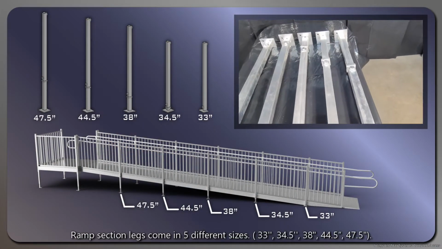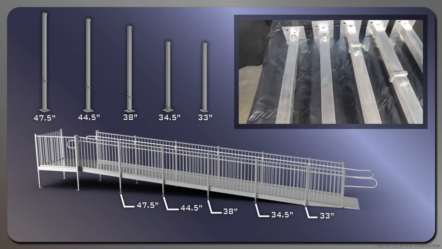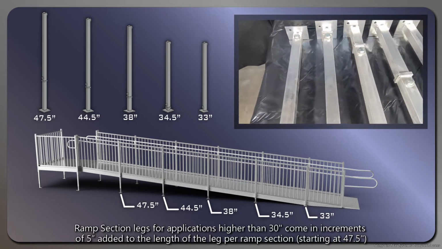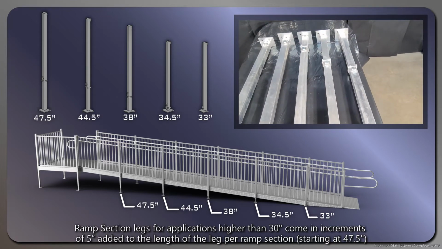Ramp section legs typically come in 5 different sizes. Ramp section legs for applications higher than 30 inches come in increments of 5 inches added to the length of the leg per ramp section.